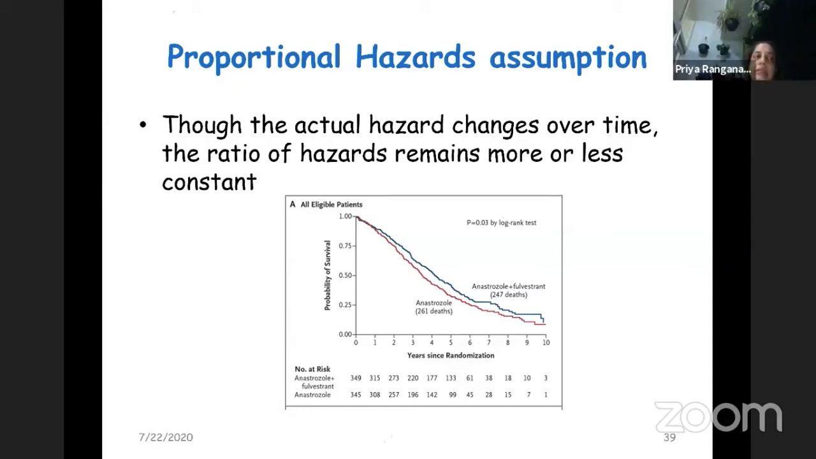Remember, survival analysis is not always about death. Though we talk about survival, it's about surviving the event, and the event could be anything. The event could be recurrence, the event could be progression, not just death. So when we say risk, we mean risk of having the event, depending on how you have defined the event.